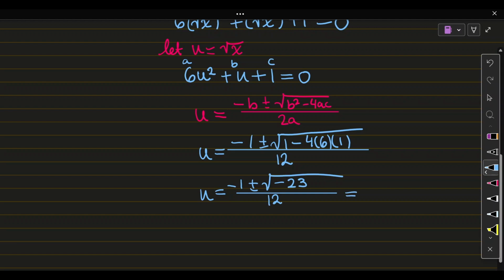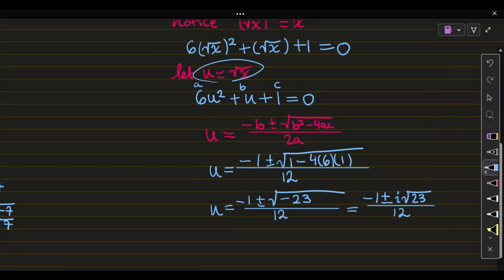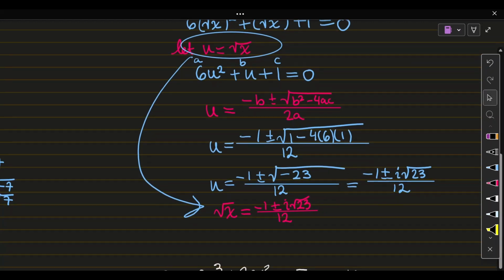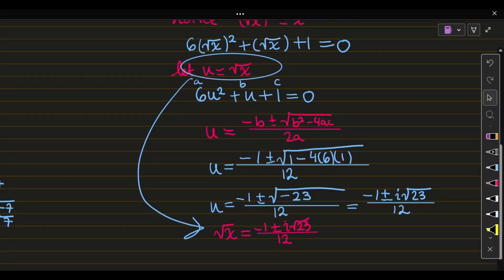So u is equal to negative 1 plus or minus, remember the square root of a negative number is i times the square root of that number, so i times square root of 23 over 12. Now remember, we're solving things in terms of x, and I let u be the square root of x. So I need to substitute that back in down here. And I have that the square root of x is equal to negative 1 plus or minus i square root of 23 over 12. Now to solve for x, I need to square both sides.